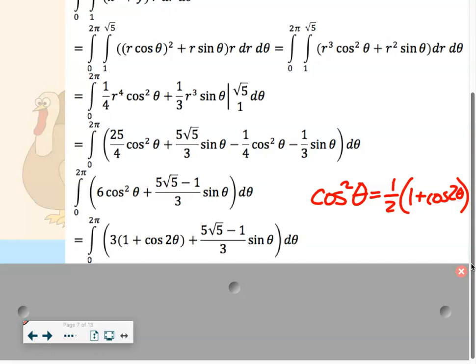Yes? So could you set the cosine squared equal to 1 minus sine squared? It doesn't help you though. You still got to reduce. Is it possible though? Well, sure, but you're not making your situation any easier. It wouldn't help at all. No.